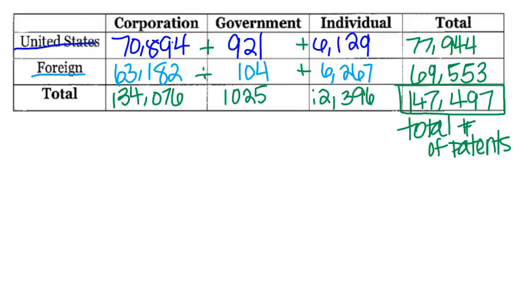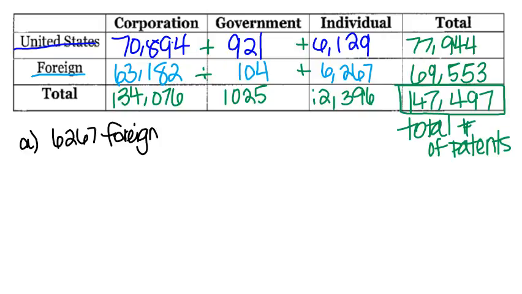So now we're going to use this information in our table to help us solve some of these problems. We have A, and A says, what is the probability that a randomly selected patent is a foreign patent given that it was issued to a corporation? It sounds more complicated than it is, like I said. First, let's break it down. How many foreign patents do we have? We have 6,267 foreign patents.